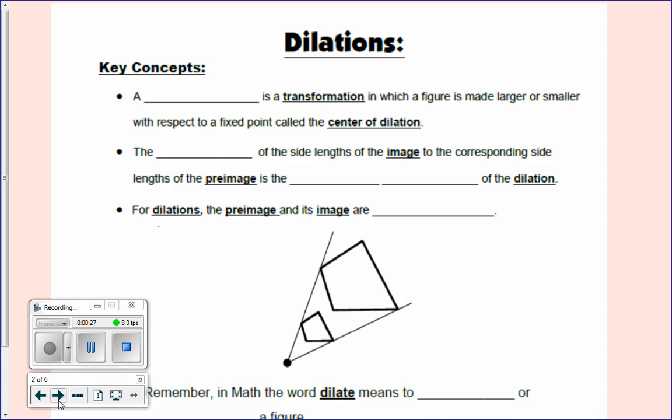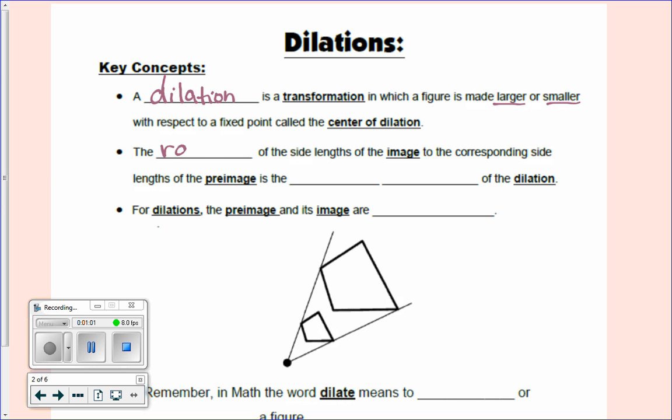Okay. So dilate is enlarging or getting smaller. Okay. So a dilation is a transformation in which a figure is made larger or smaller with respect to a fixed point called the center of dilation. Okay? So it's a transformation. This is one of 4 transformations that we're going to look at.